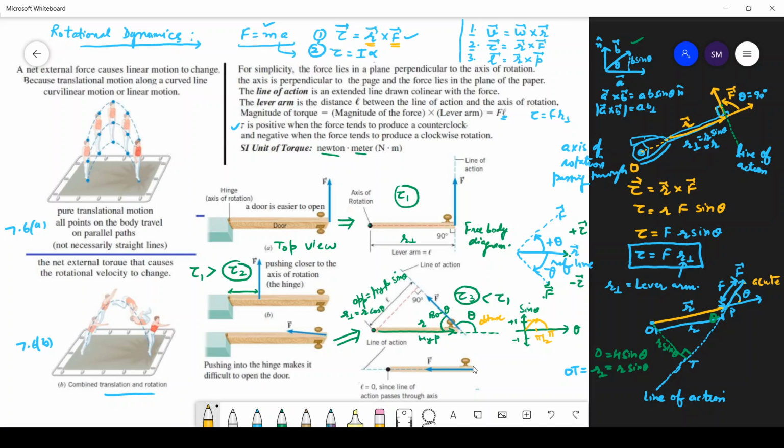In this figure, you are applying the force towards the axis of rotation. So this is your axis of rotation and this is your line of action. What is the angle here? What is theta in this case? Yes, 0. So theta is 0, so tau is equal to 0. Now apply the force in this direction. Open the door and apply the force. Will the door move? No.